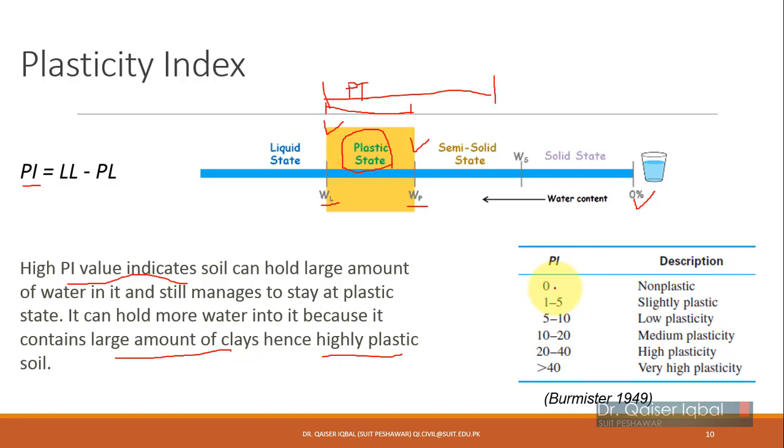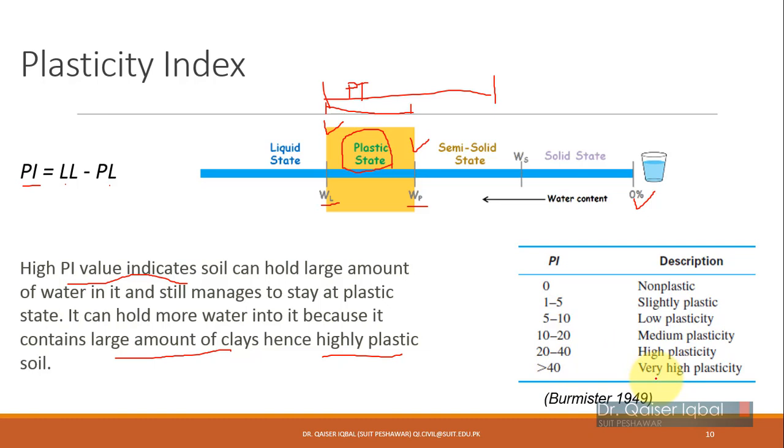So if your particular soil's PI is equal to 0, which means their plastic and liquid limits are the same, okay? So LL and PL are the same, like this is 25%, this is 25%, so subtract them from each other. If it is equal to 0, then it will be a non-plastic soil. If it is between 1 to 5, it will be slightly plastic. 5 to 10, low plasticity clay. 10 to 20, medium plasticity soil. 20 to 40, high plasticity, and greater than 40 is a very high plasticity soil or very high plasticity clay.